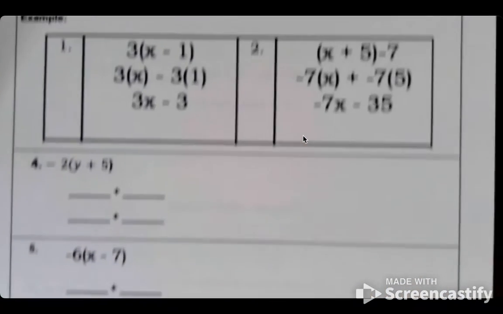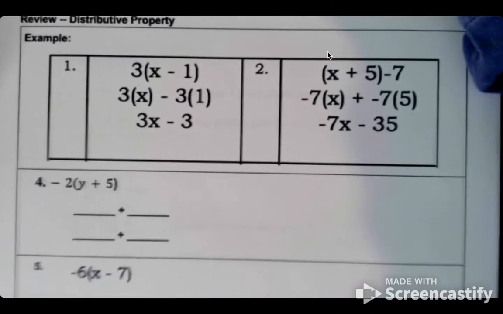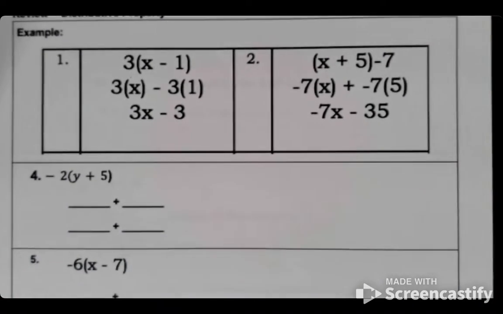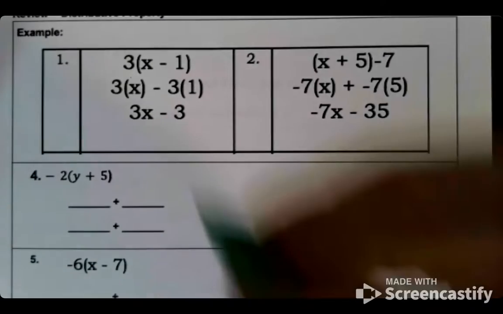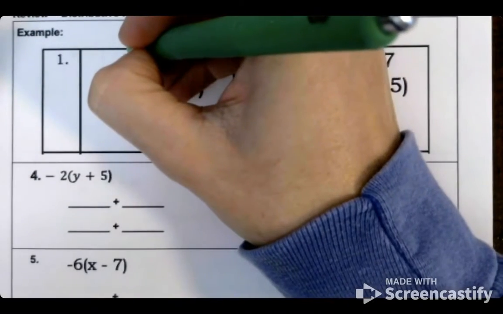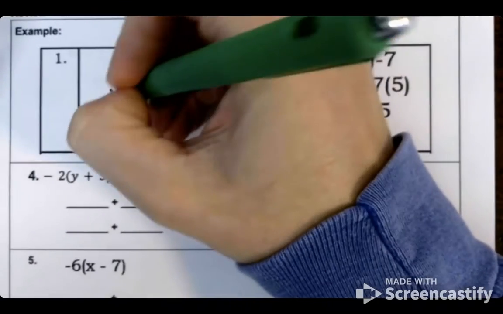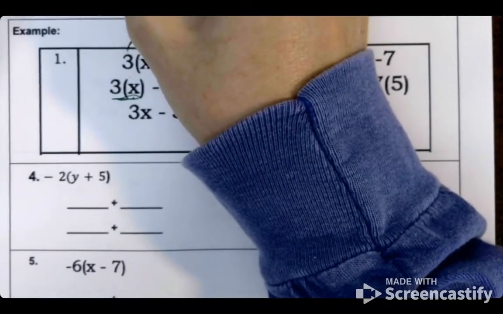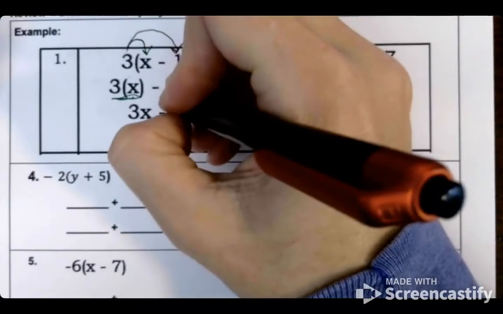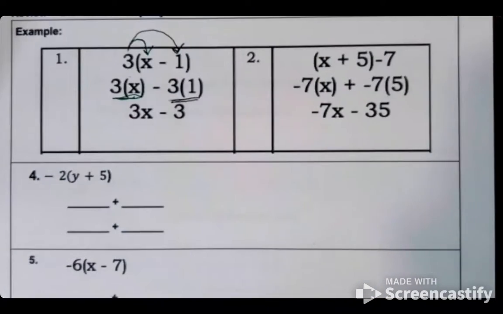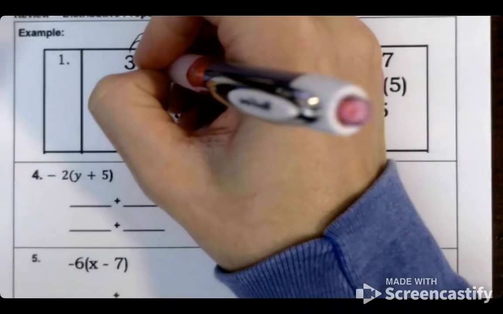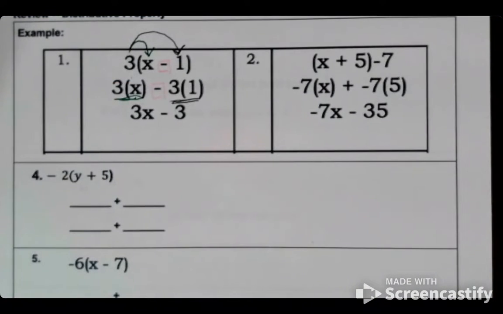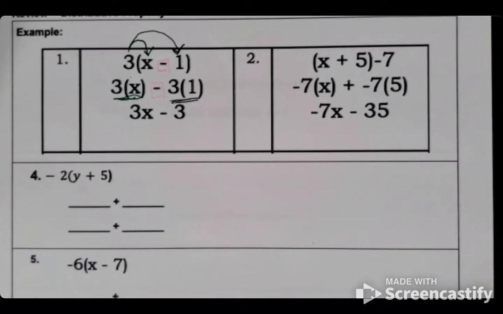Right, so now we are going to look at another thing to review. This is called the distributive property. When you do the distributive property, if you notice the two examples, they do 3 times the first number, and then they do 3 times the second number. Okay, and then notice how they just bring the sign down.